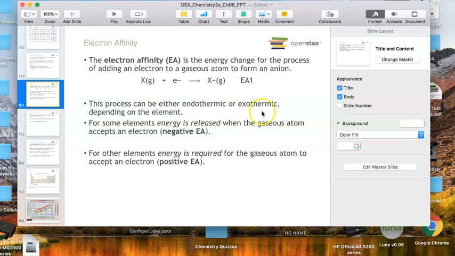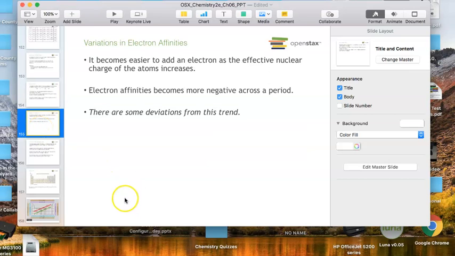The process can be exothermic or endothermic depending on the element. For some elements, energy is released when the gaseous atom accepts an electron. In that case, it has a negative electron affinity. For other elements, energy is required for the gaseous atom to accept the electron, and that is associated with a positive electron affinity. It becomes easier to add an electron as the effective nuclear charge of the atoms increases. Electron affinities become more negative across a period. There are some deviations from this trend.